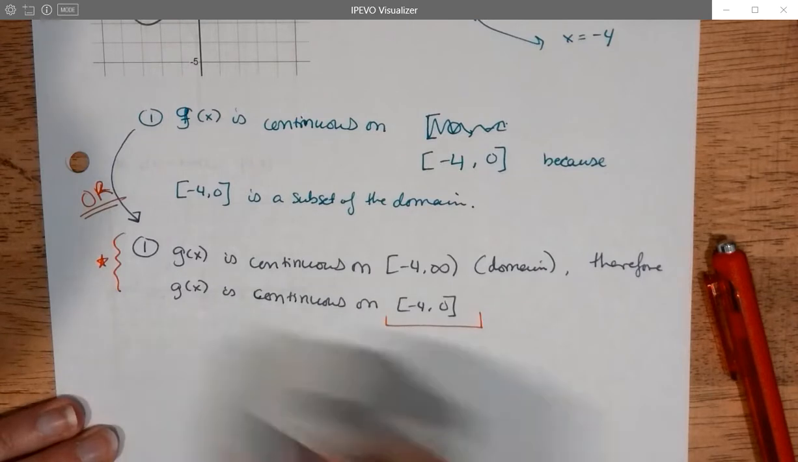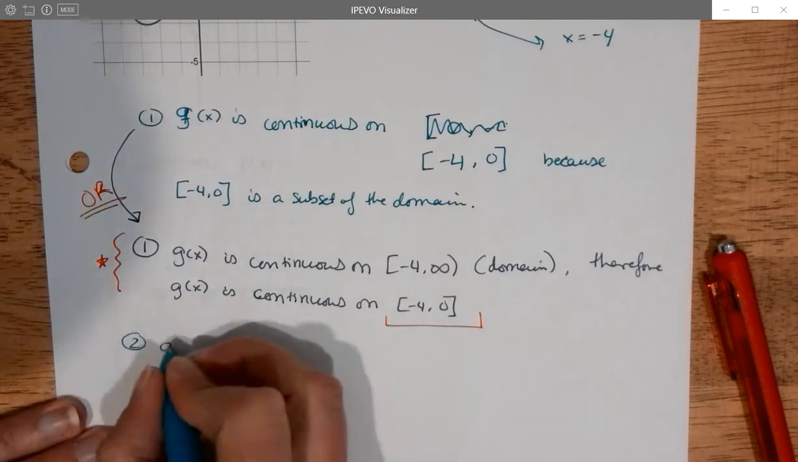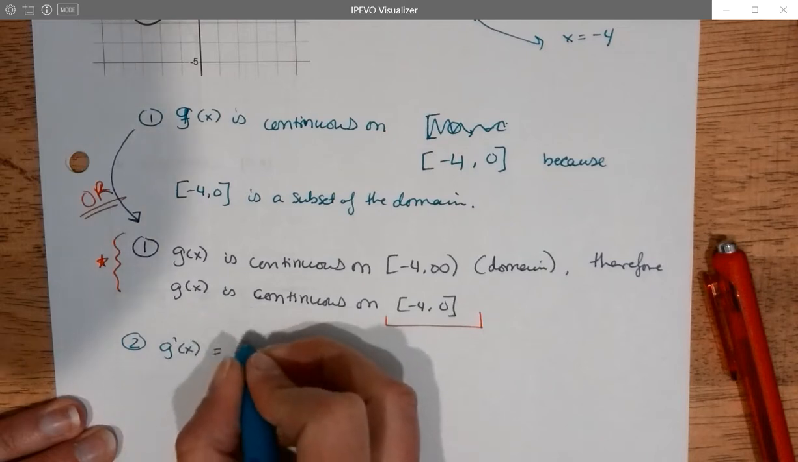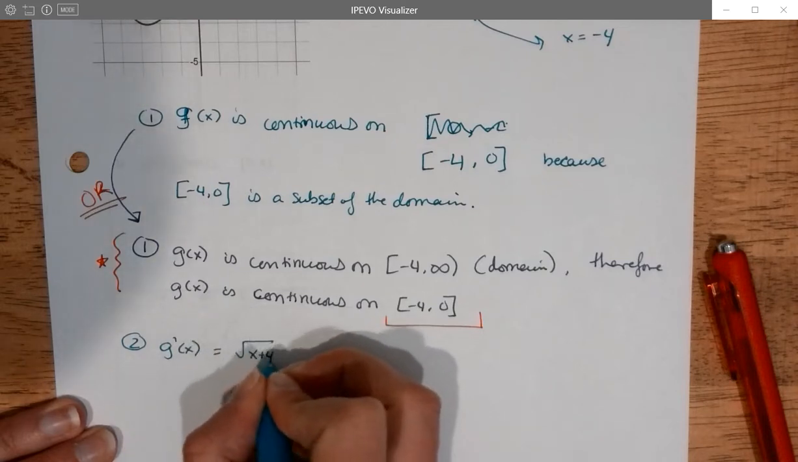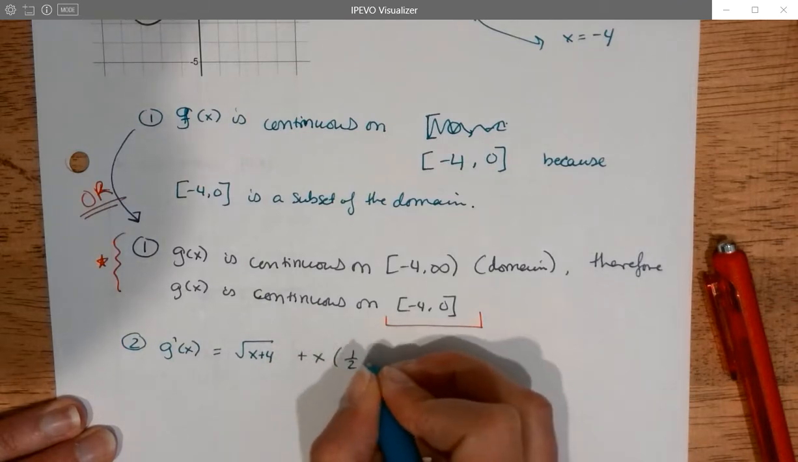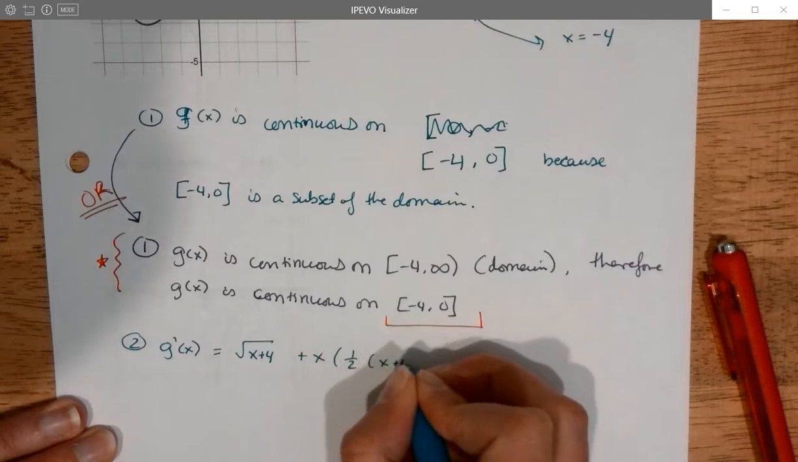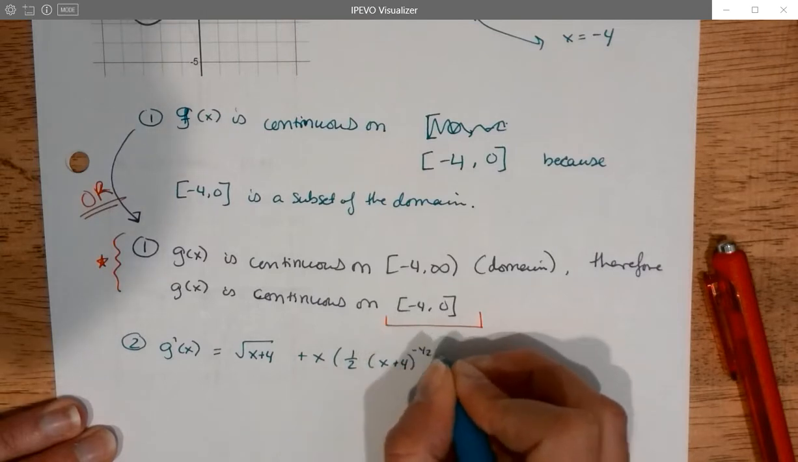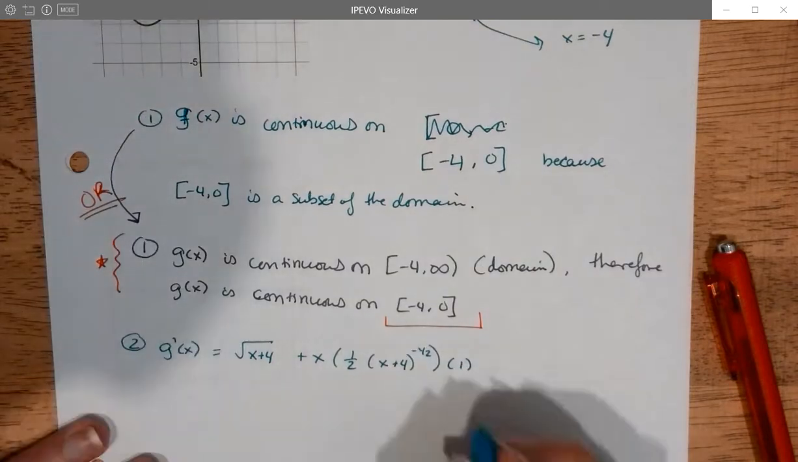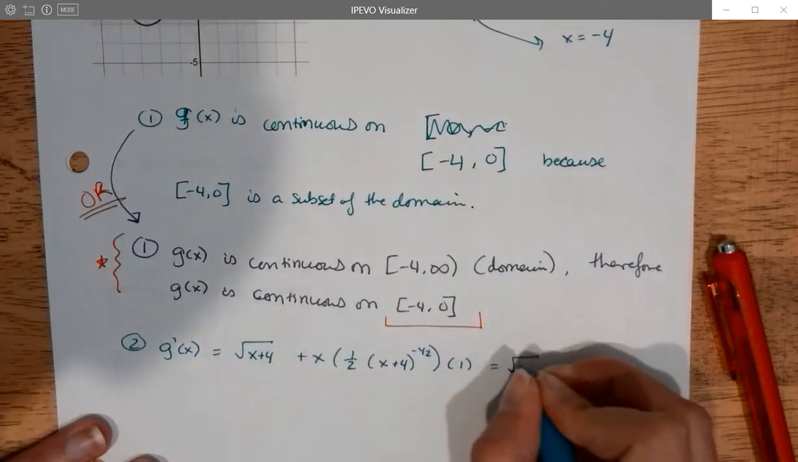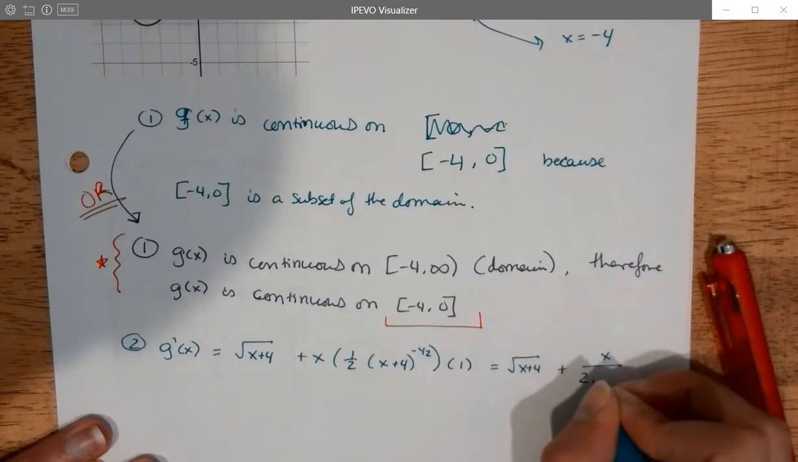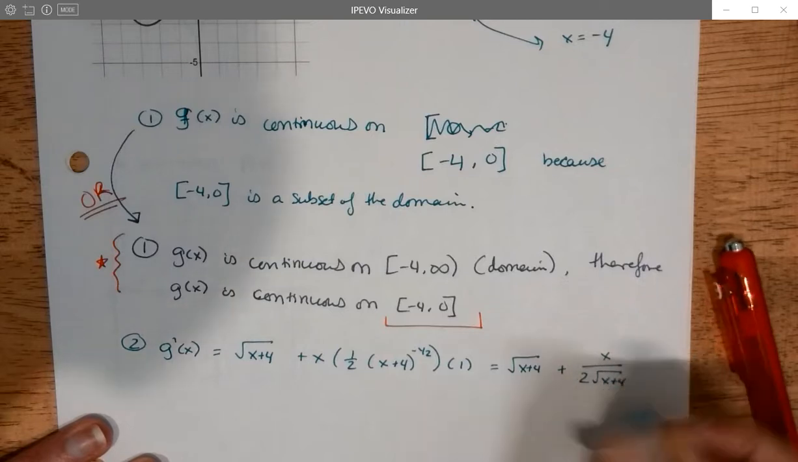So for step 2, let's find the derivative. g prime of x is equal to the square root of x plus 4, because the derivative of x is 1, plus x times 1/2 times x plus 4 to the negative 1/2 times the derivative of the inside, which is 1. So this is square root of x plus 4 plus x over 2 square root of x plus 4. We just move that negative 1/2 down into the bottom.